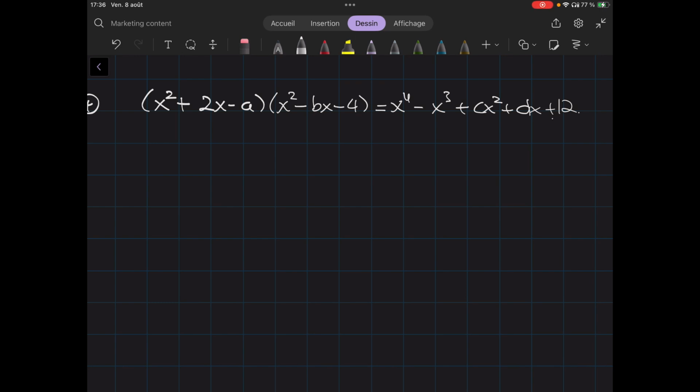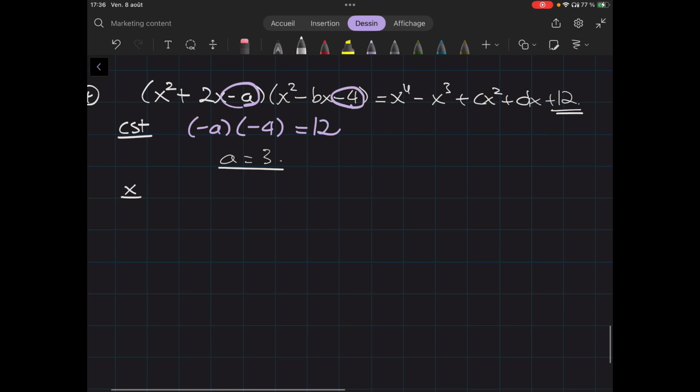First, let's look at the constant here. 12. How can we get the constant term from the expansion? The constant from here and the constant from there. Therefore, negative a times negative 4 is equal to 12, or a is equal to 3. One part, done.